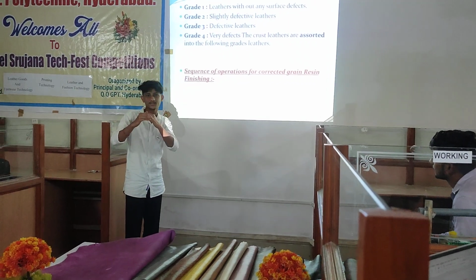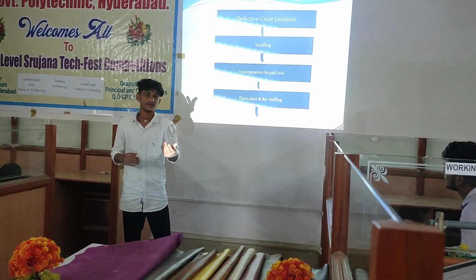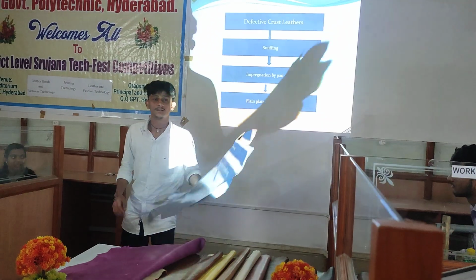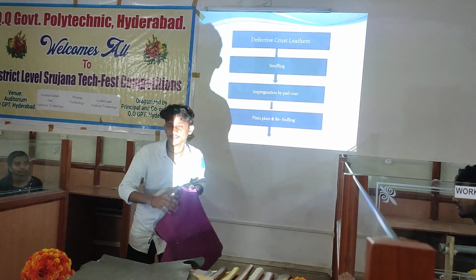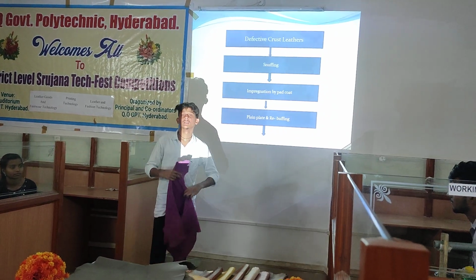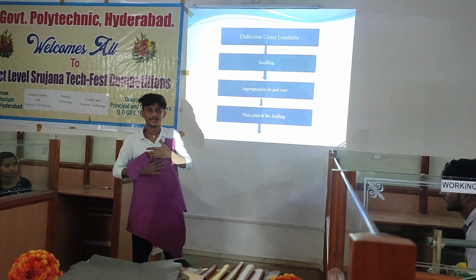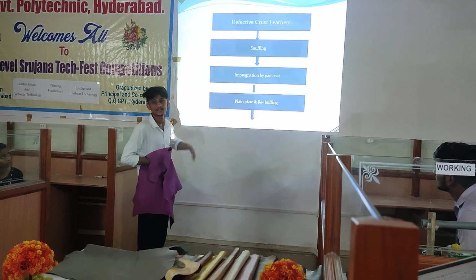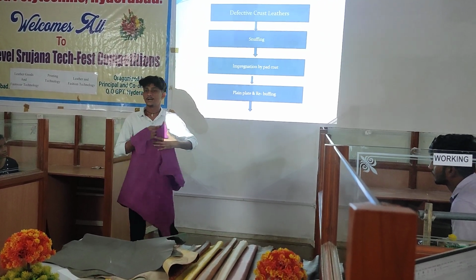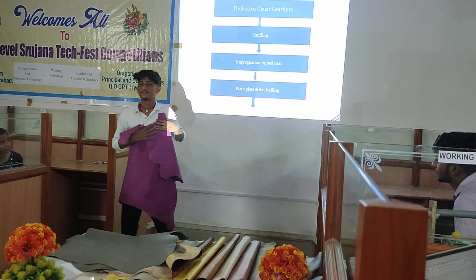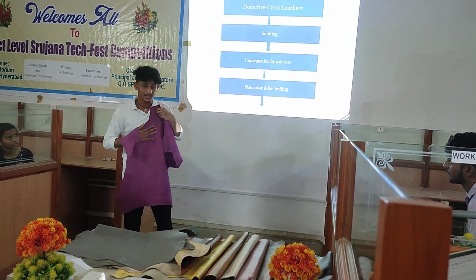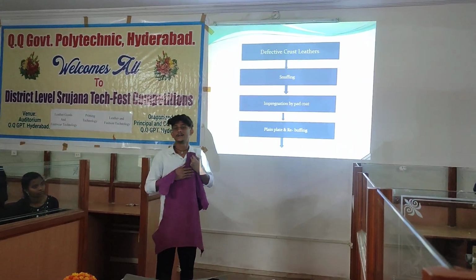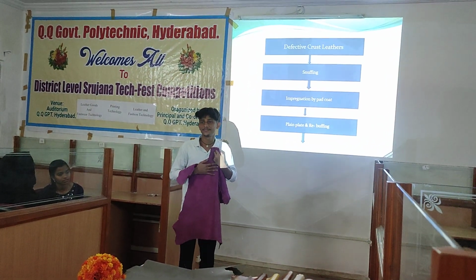Next, we can see the sequence of operations of corrected grain leather finishing. We have some sequences for how to do a corrected grain resin finish. The first one is defective cross leathers. Previously I showed you these defective leathers. We can observe the defects on the grain side. Next, do the snuffing. Snuffing is rubbing the grain side on the buffing machine. While we are rubbing, the defects disappear.